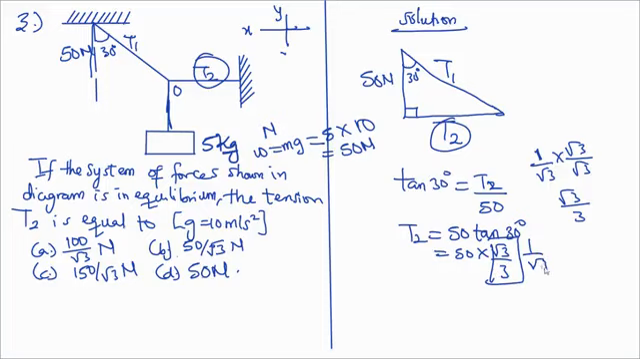So instead of using root 3 over 3, since they didn't rationalize the answer, I'm going to be using 1 over root 3 for my tan 30. Do you get? So T2 now will be 50 times 1 over root 3. So that will be 50 over root 3. So our answer is 50 over root 3 Newton. So our answer is option B.